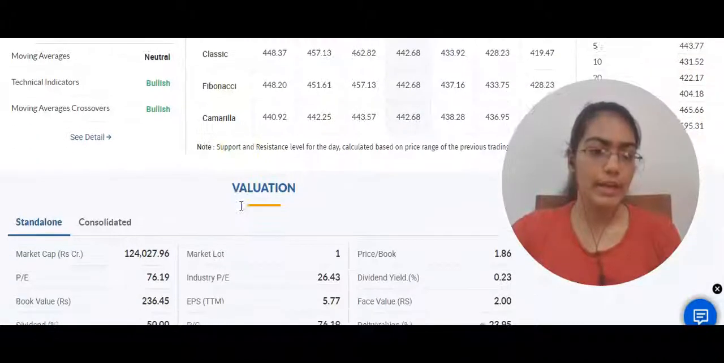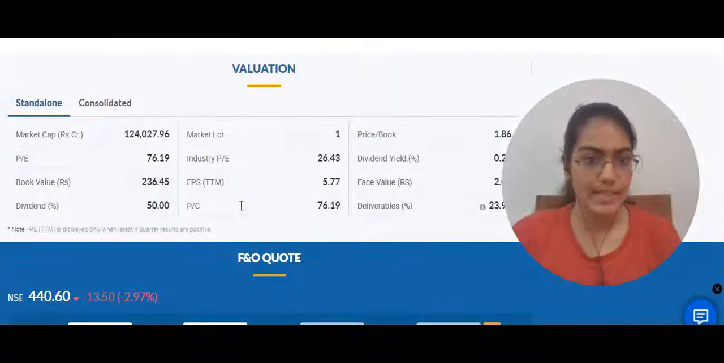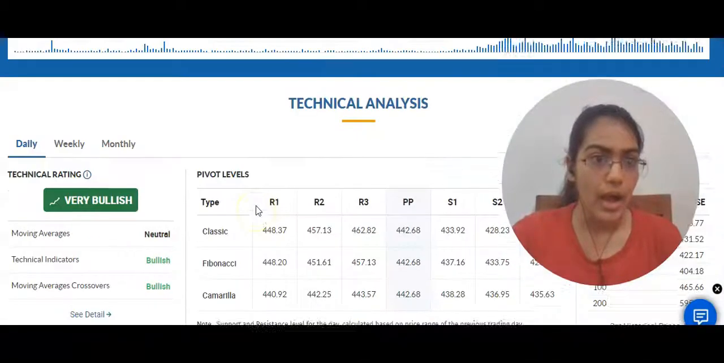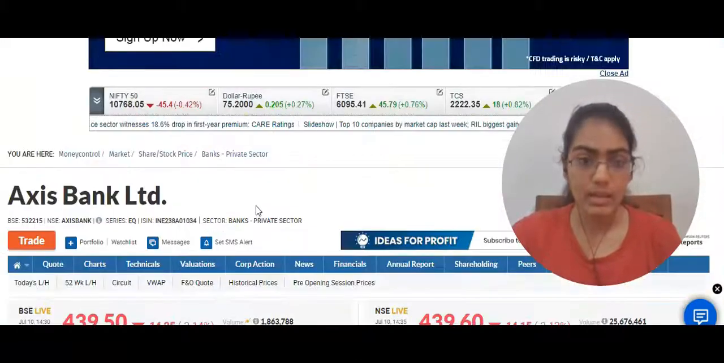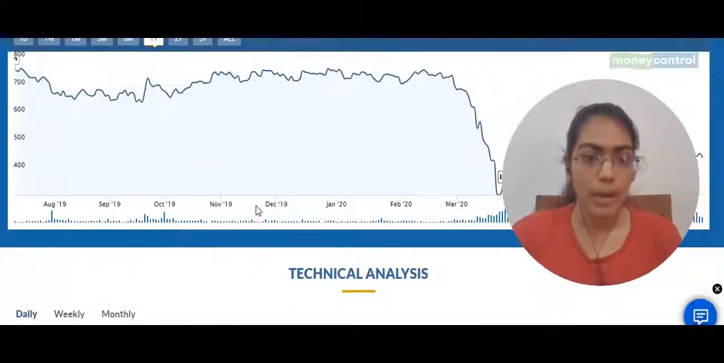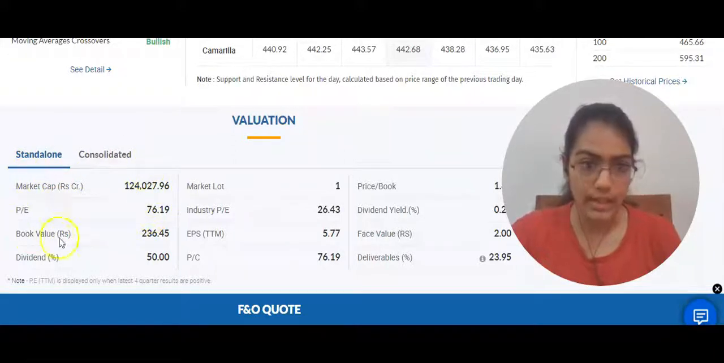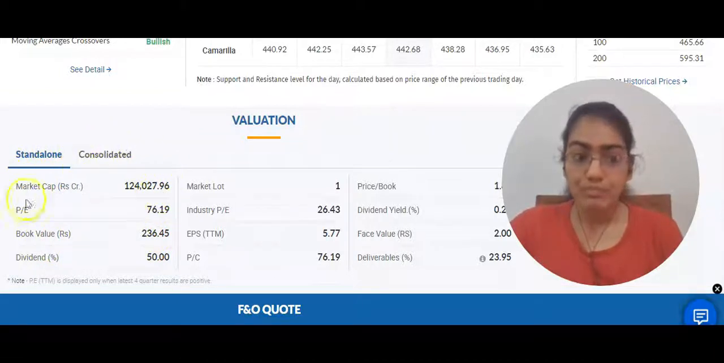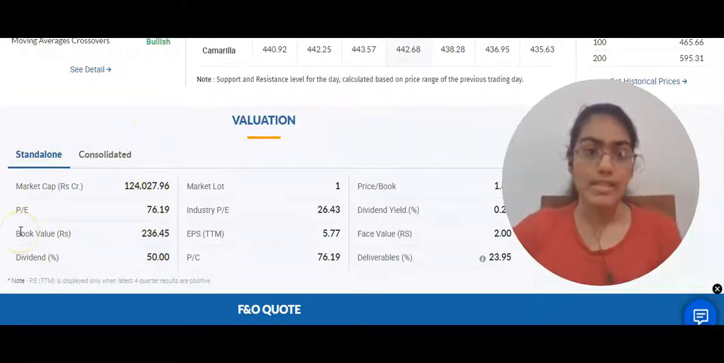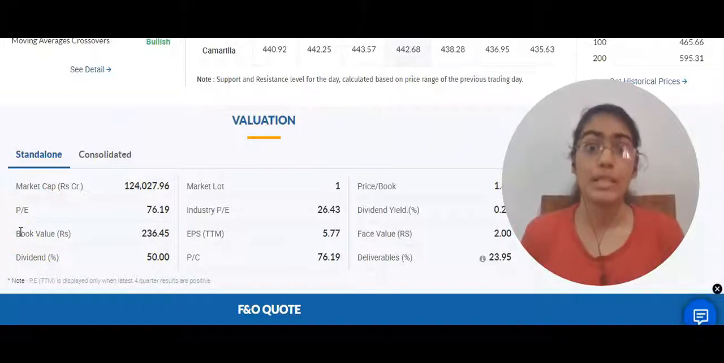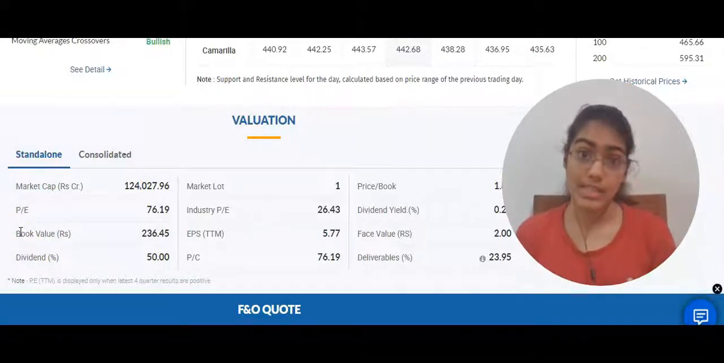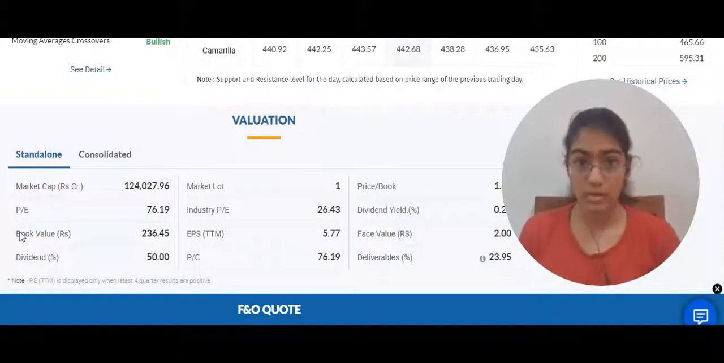Hello, so I am right now on the Money Control website, as you can see, and I'm on Axis Bank. Yeah, so now as you see here, this is the value we are targeting, the PE ratio. The PE ratio over here is 76.19. That is, the investors are ready to pay 76.19 times the actual earnings per share of the company.